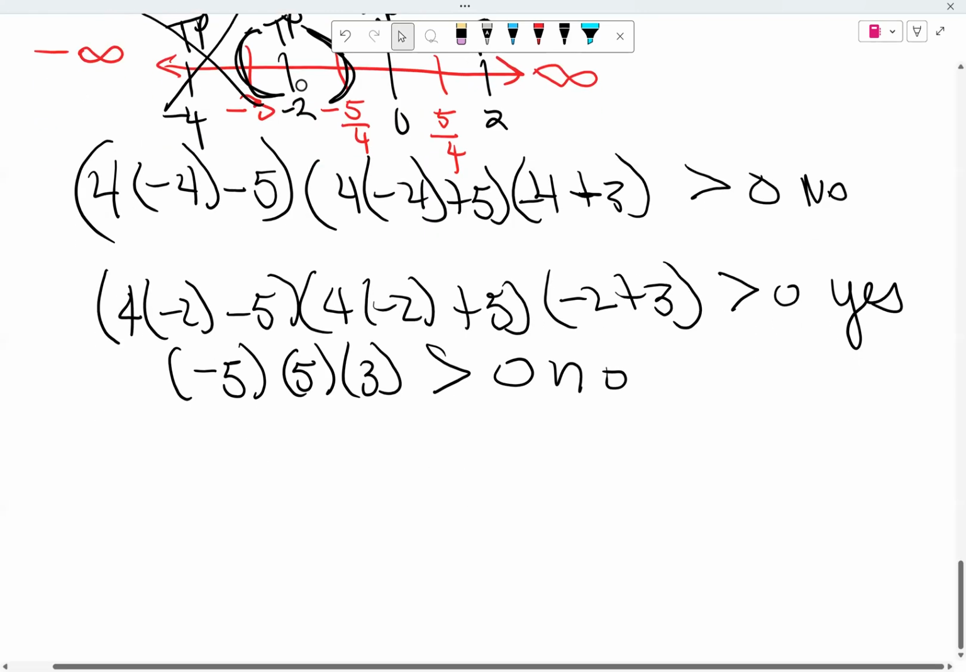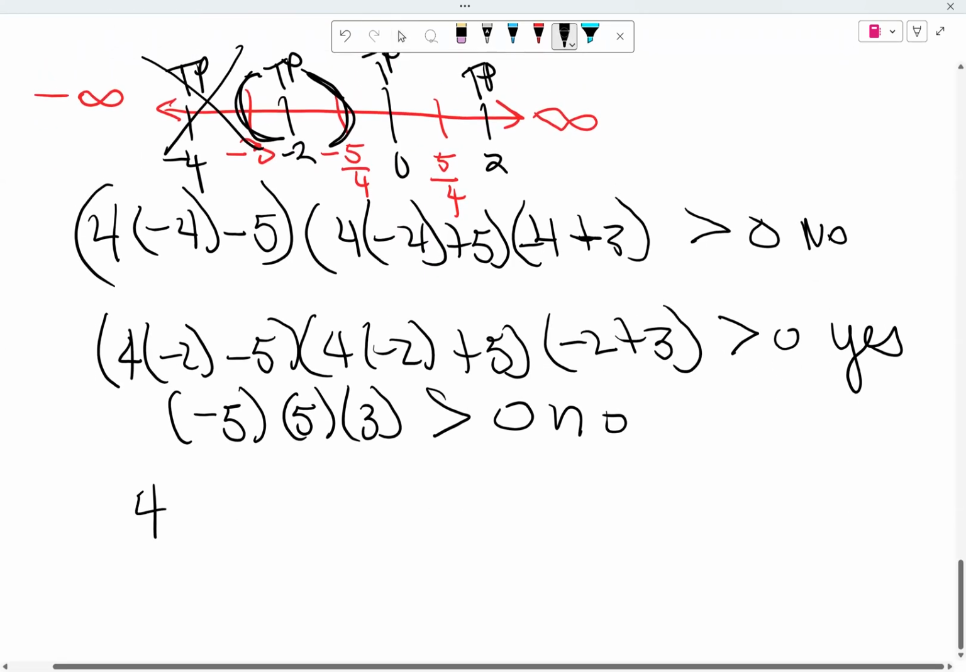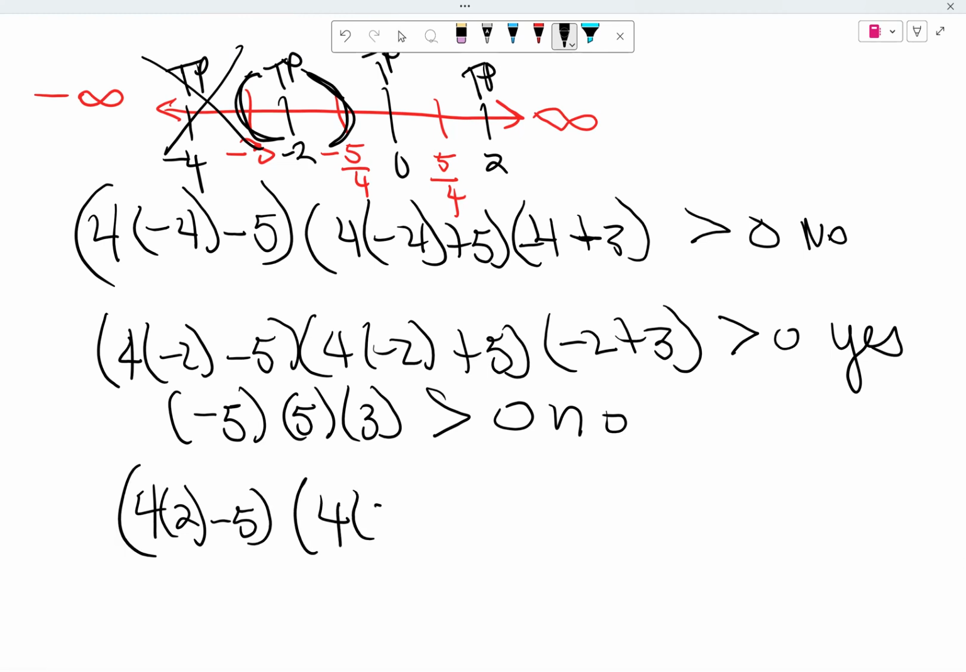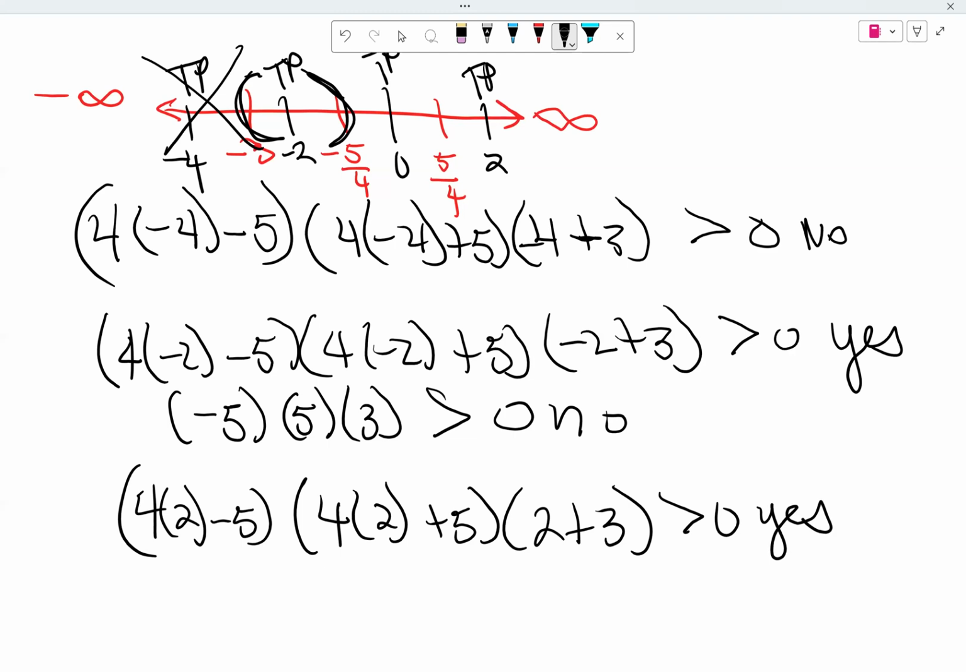And do the same thing with the +2. So you're going to go with 4 times 2 minus 5, 4 times 2 plus 5, and 2 plus 3. And this is a yes. So this is an interval worth keeping. All right, and so I believe that's B for you, B as in boy.